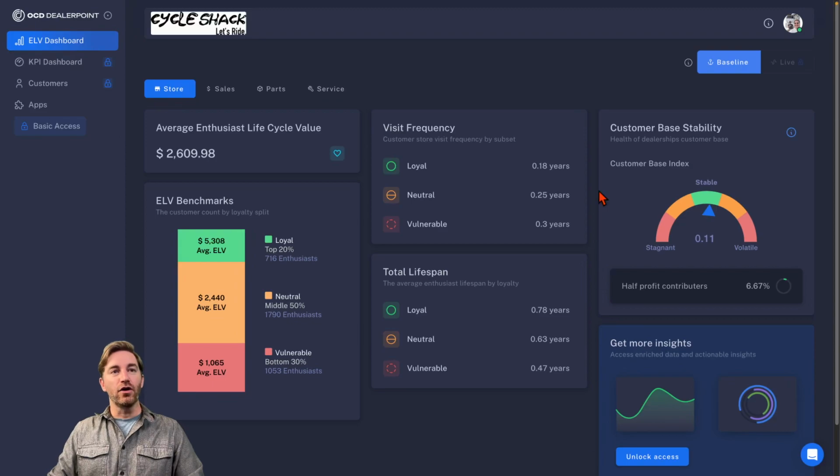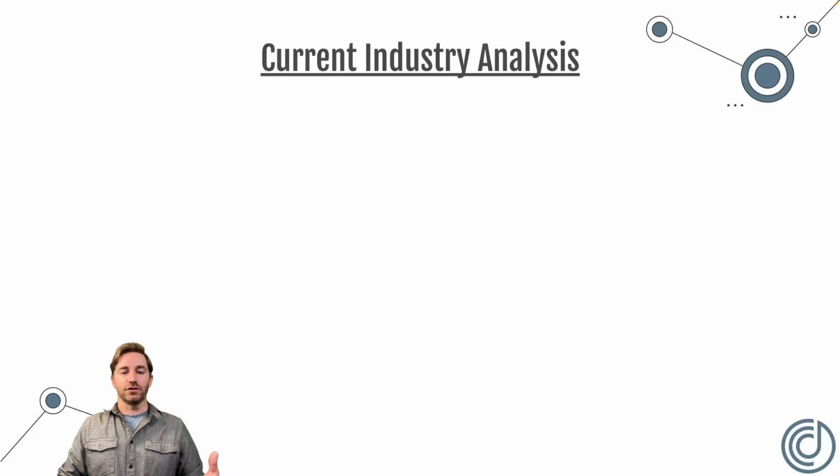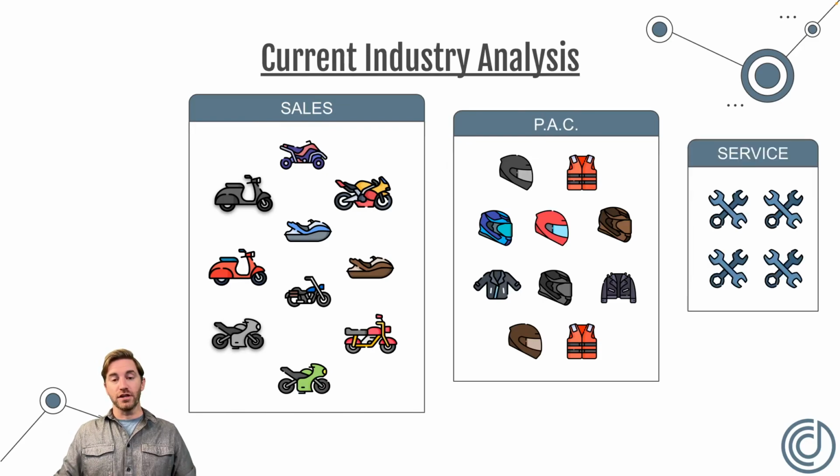If I switch back over to my presentation here, the industry right now analyzes dealerships really in three ways, as if they are three totally separate businesses. There's the sales department, the parts, accessories, and clothing department, and a service department. When we look at these individual departments, they all have their own income, their own costs, their own staffing and expenses, but in reality, they're all under the same roof. But there's more than just the roof that connects all three of these departments.